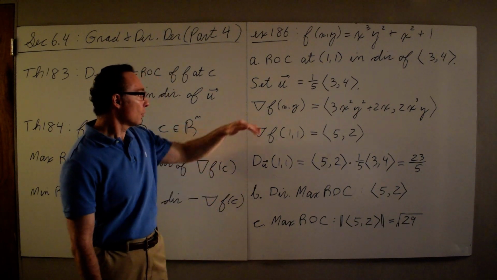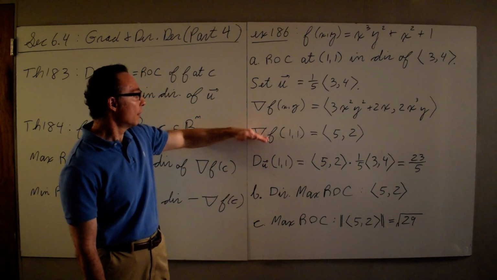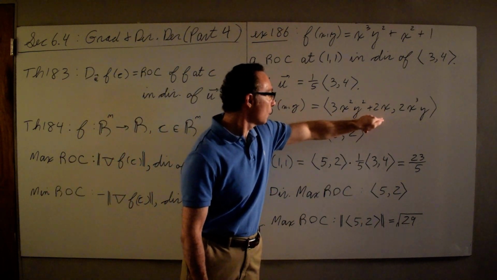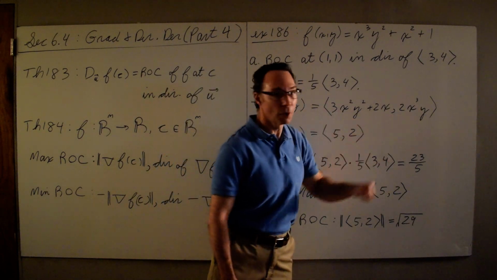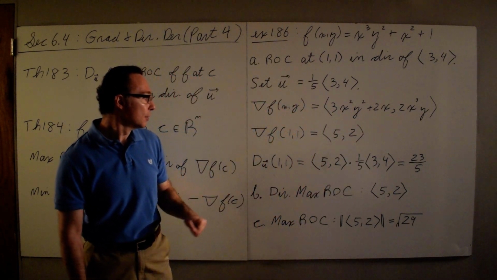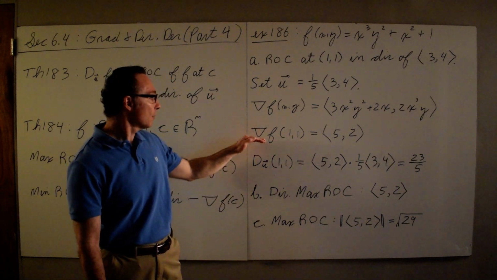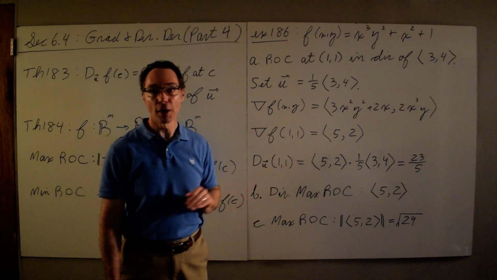So we calculate the gradient of f at the point (1, 1). For the gradient of f, we have the partial derivative with respect to x, then the partial derivative with respect to y. Substitute 1 for x and 1 for y. So the gradient of f at the point (1, 1) is the vector (5, 2).